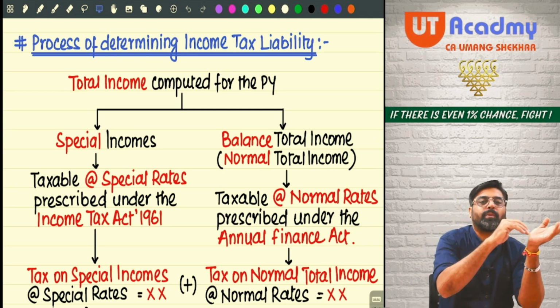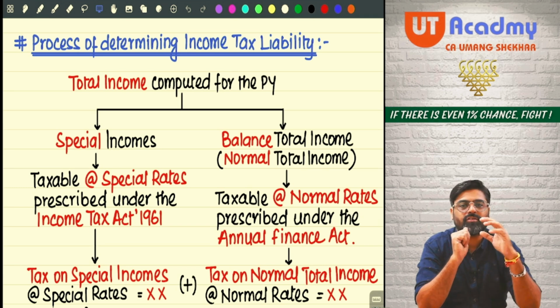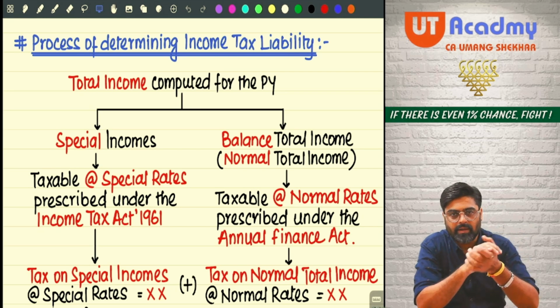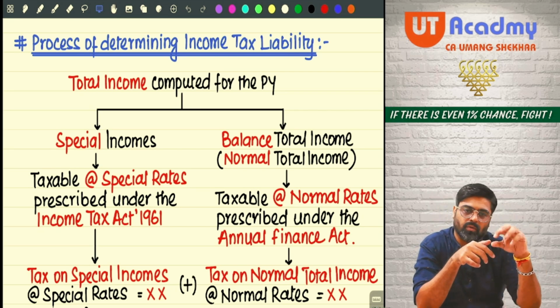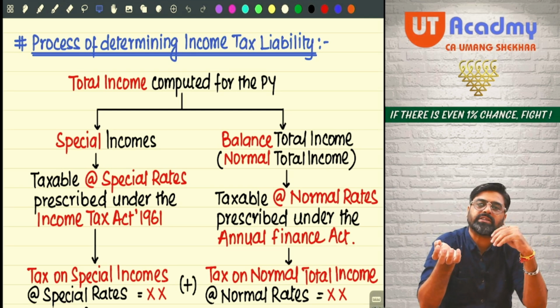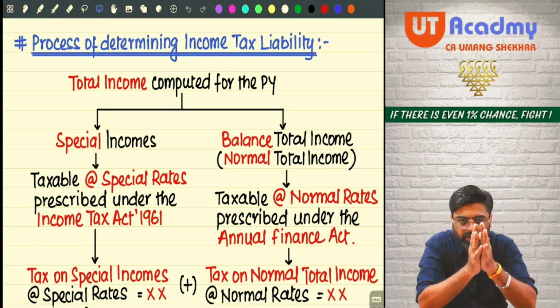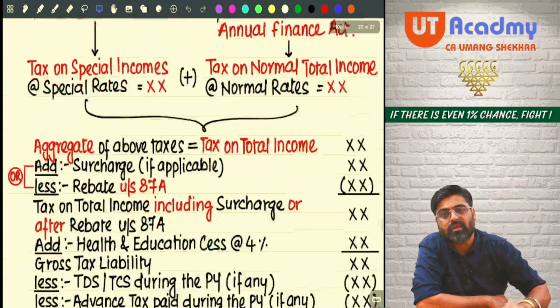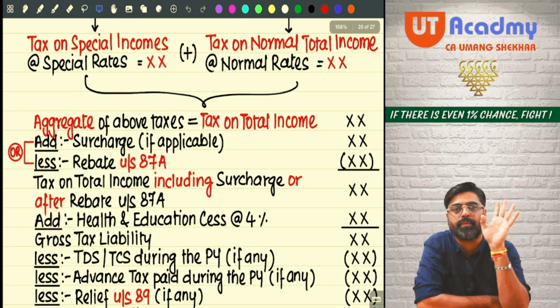But on the balance part of the total income, which is treated as normal income, we'll apply the normal tax rates, and by applying the normal tax rates, we'll calculate tax here also. So the tax on special income plus tax on normal income, both taken together, will give us the total tax, and that is the tax on our total income. This is the basic amount of tax which we are supposed to pay.